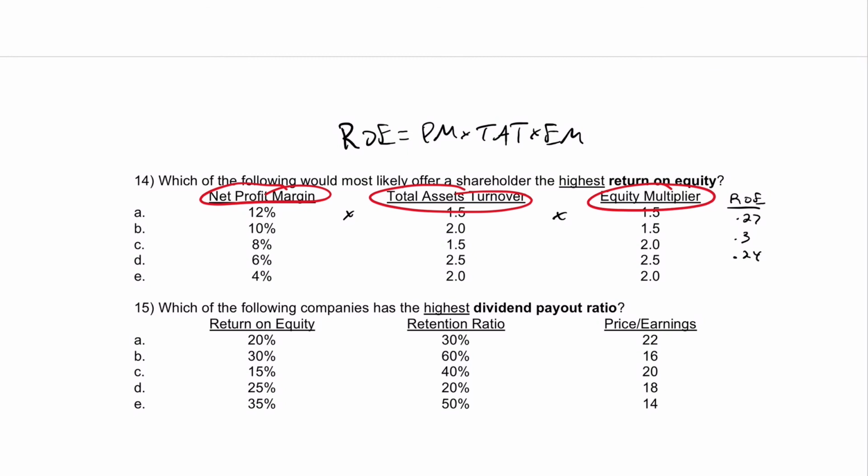Part C is 0.24 or 24%. 0.375 for D, 37.5%. 0.16 for E, 16%. So which one offers the highest ROE? It would be D at 37.5%.